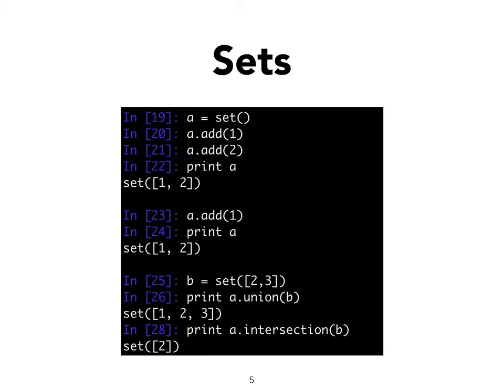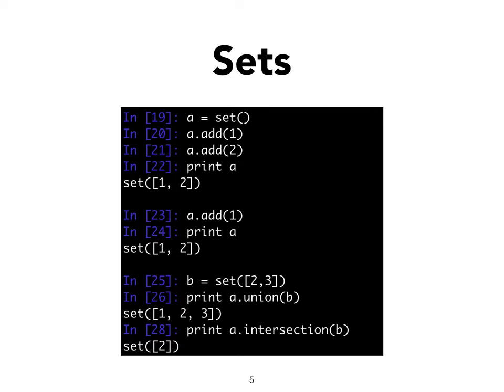Another data structure is sets, and here we create a set, we call it A, then we add the element 1, we add the element 2, and then we print it out. So now it contains the elements 1 and 2. And then we add the element 1 again, but that still becomes the same set, because a set is something like a list, but you can only have each element once.